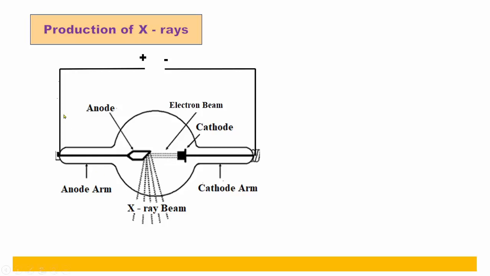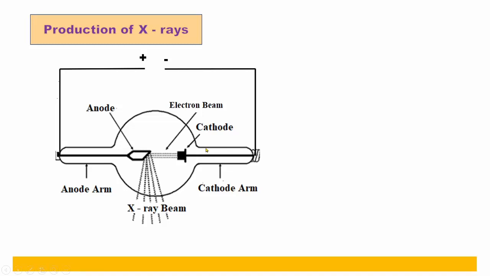This is the figure of the Coolidge tube, and this is an evacuated glass tube, and this is one arm, and this is another arm of the glass tube. In the left arm, the anode is kept, so this arm is the anode arm. In the right arm, the cathode is kept, so this arm is called as the cathode arm.